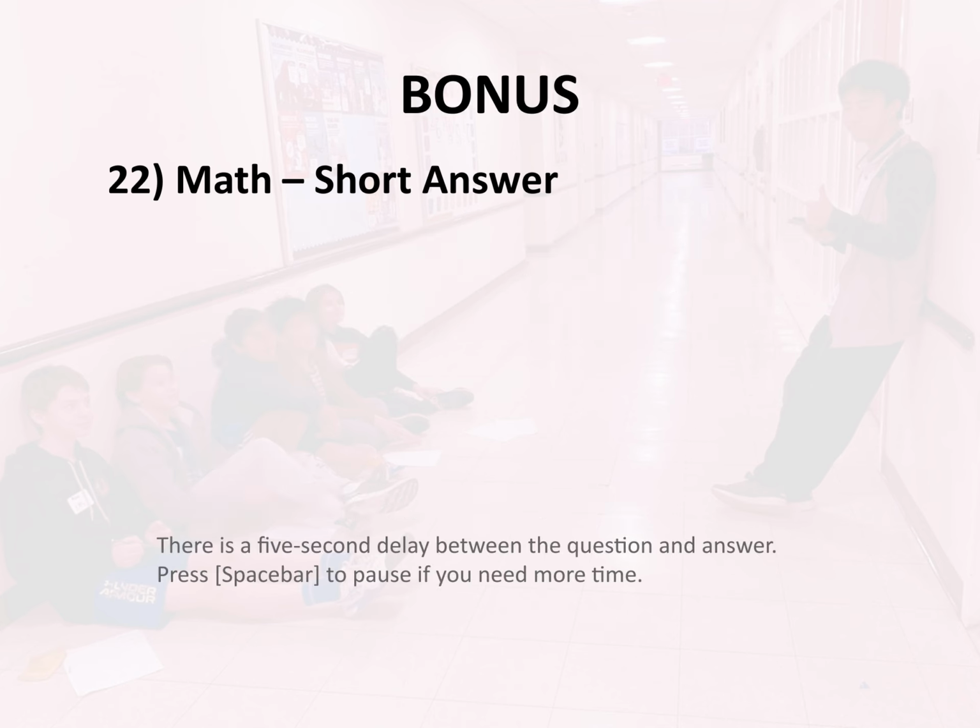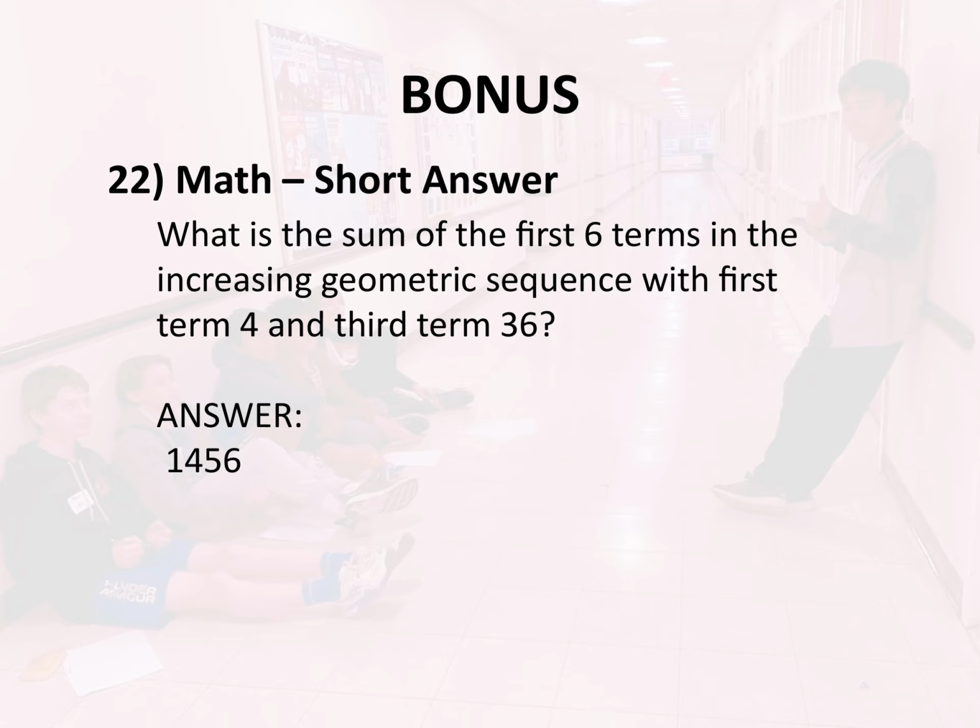Bonus 22. Math, short answer. What is the sum of the first 6 terms in the increasing geometric sequence with first term 4 and third term 36? Answer: 1456.